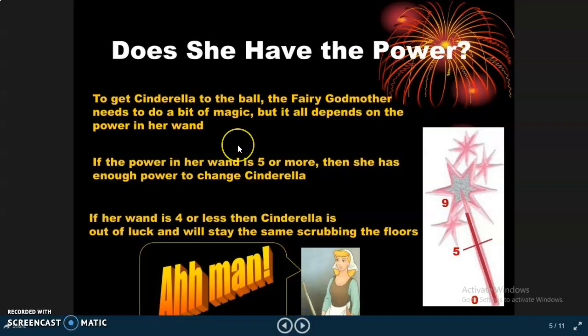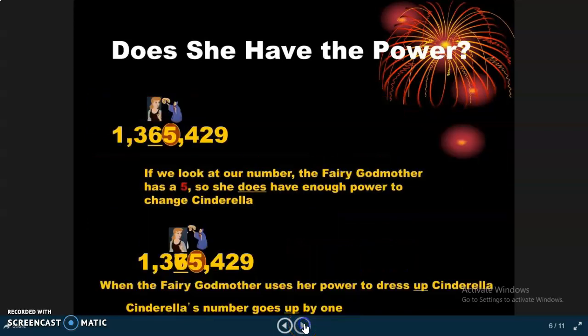Now, to get Cinderella to the ball, just like in the fairy tale, the Fairy Godmother needs a bit of magic. But it all depends on the power in her wand. So, her wand, if it has a 5 or more, so in the circled digit, if it's a 5 or more, then you can think about the fact that she has enough power to change Cinderella and bump her up to the next level in life of being a princess. But if her wand is 4 or less, then Cinderella is out of luck and will stay the same girl, just scrubbing the floors and getting bossed around by her evil stepsisters and stepmother.